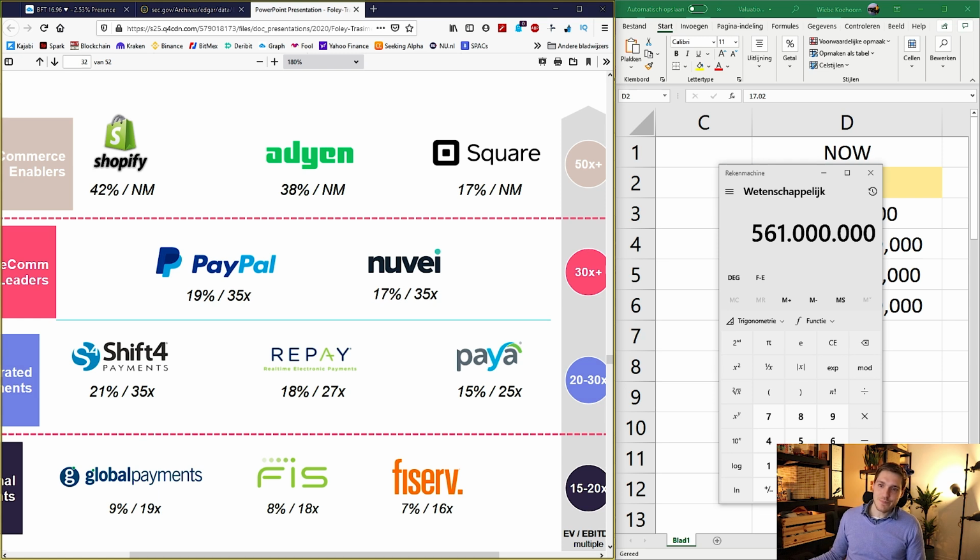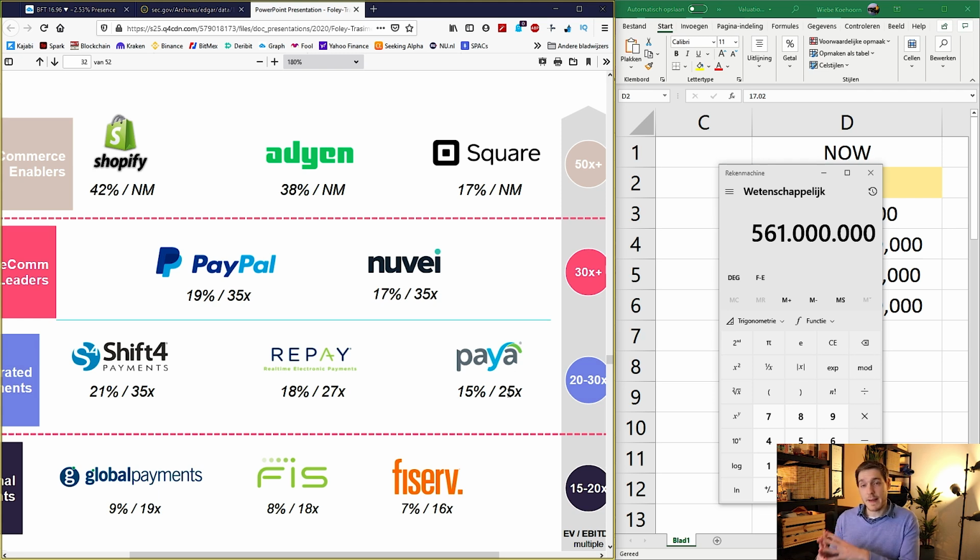Okay. So just like we did with ChargePoint, we're not going to be looking at just one EBITDA multiple, but we're going to create a range of multiples. And we're going to be looking at these 5 companies over here. So PayPal, Nuvei, Shift4, Repay, and Paya. And you can see the multiples over here. So for PayPal, 35x, Nuvei as well, Shift4 as well, Repay 27x, Paya 25x.